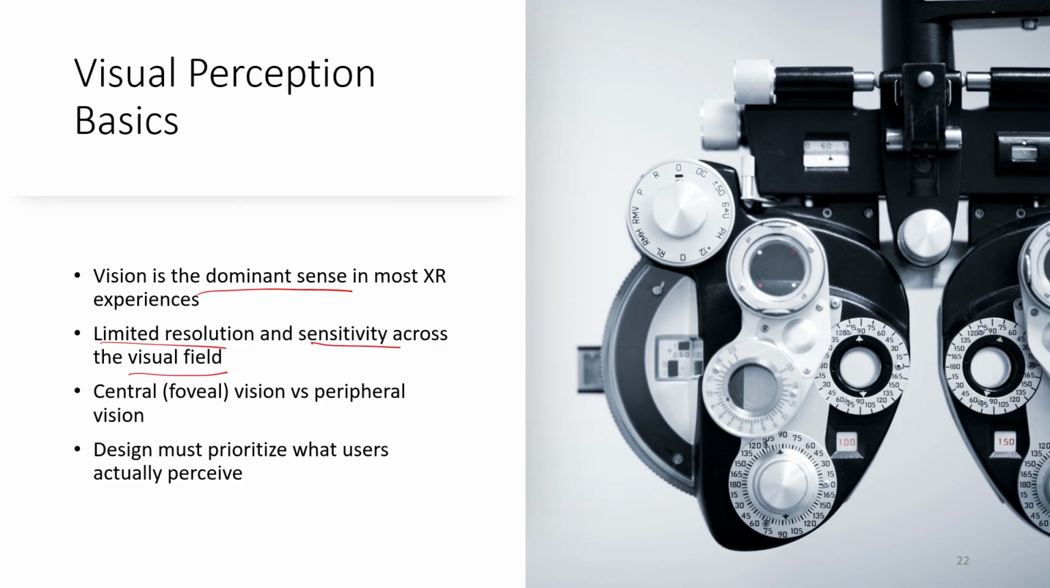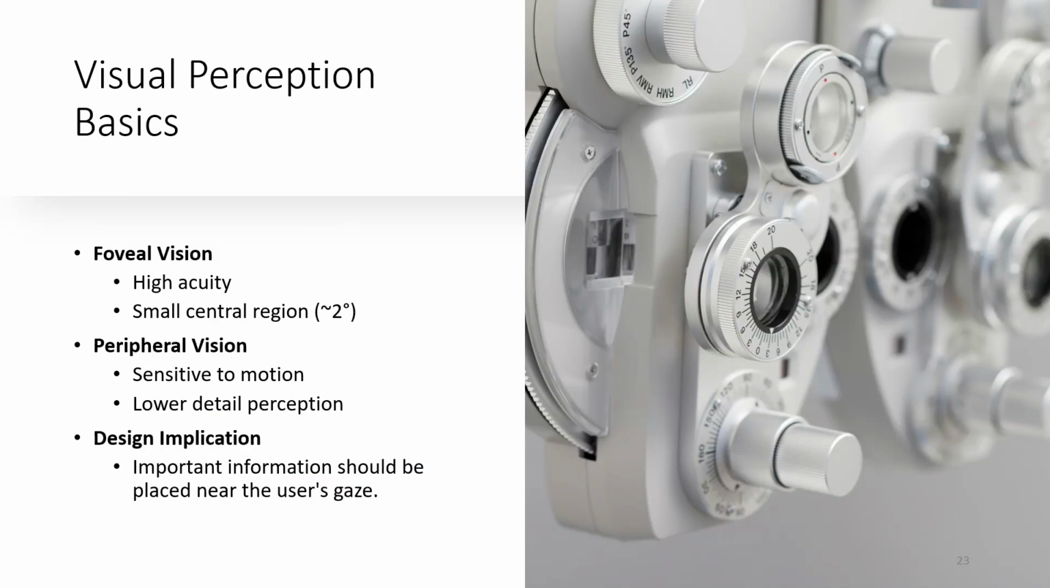While designing vision systems, we need to think about central vision as opposed to peripheral vision. Central vision is also known as foveal vision, and we want to be keeping most of the key items in the scene in our central vision. Your design must prioritize what users actually perceive. If you do that, then you will be able to give them a good sense of presence and immersion.